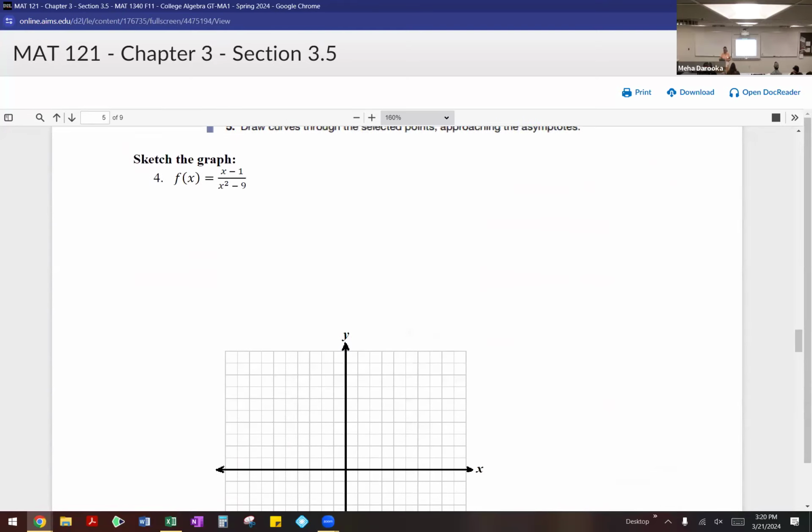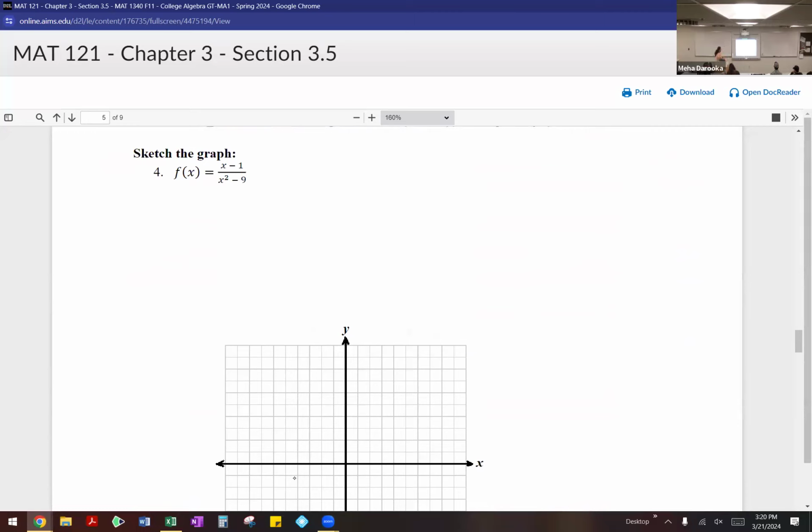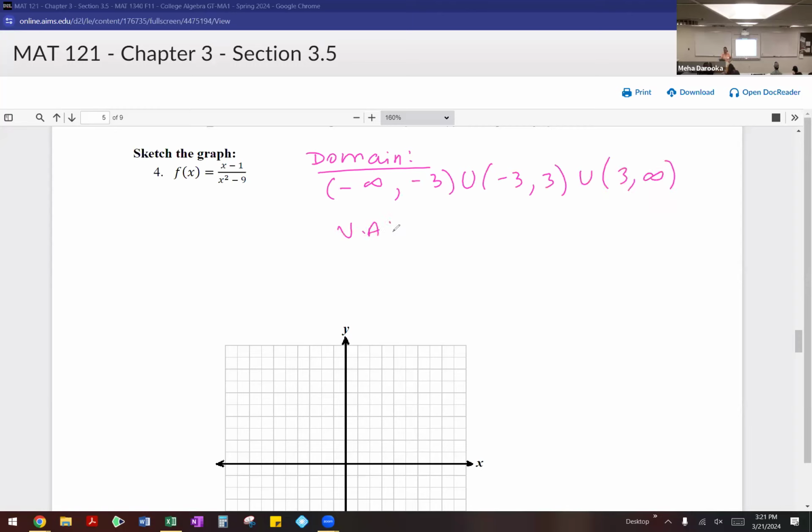You know what, let's do this example here. Again, go ahead and tell me what the domain for this guy will be. What numbers do we have to leave out from the domain? Very good, yeah. So this will be negative infinity to negative 3, negative 3 to 3, 3 to infinity. Which also tells you your vertical asymptote is going to be at positive 3.